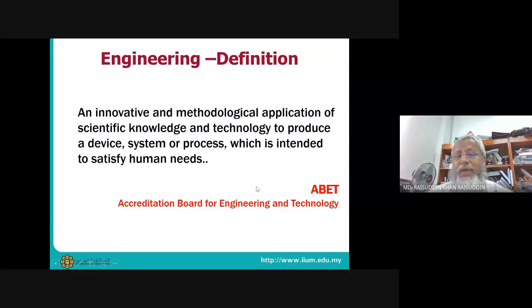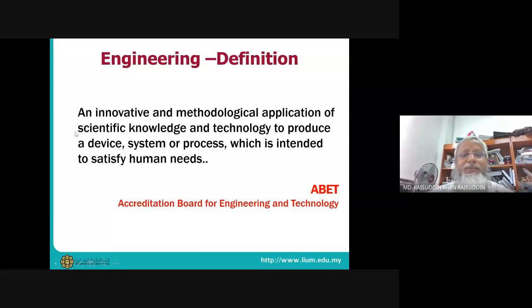But on top of that, I'm trying to introduce also another definition, which you are supposed to learn at the beginning of your career here. But often, sometimes it is missed. This is the definition of engineering. You are learning engineering, but I believe, and so far I know, many of the students do not know what the definition of engineering is.